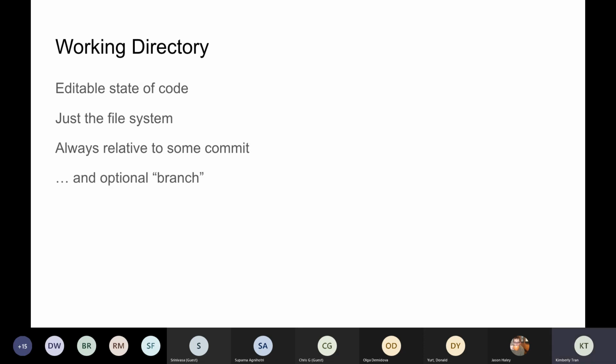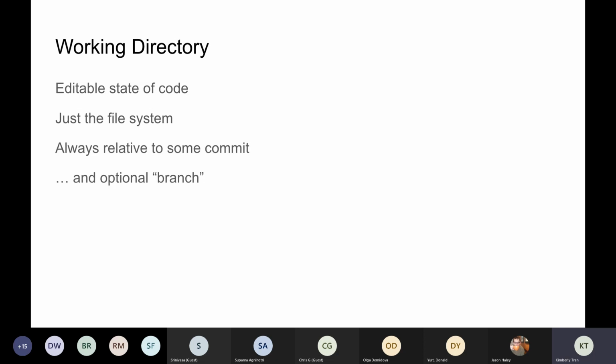So you have a commit graph, which is the database of your code, but you can't work with that code until it's expressed in some sort of writable format, and that's your working directory. The working directory is the editable state of your code. It's always relative to some commit. It's just the file system. The file system mirrors the state of your commit, and it's also relative to an optional branch.